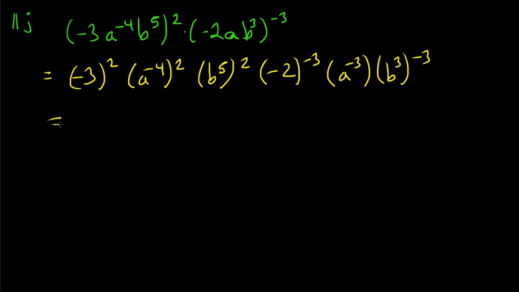Right? Okay, so negative 3 times negative 3 is 9. And then negative 4 times 2 is negative 8. So a to the negative 8. b to the power 5 times 2. 5 times 2 is 10. So b to the 10.